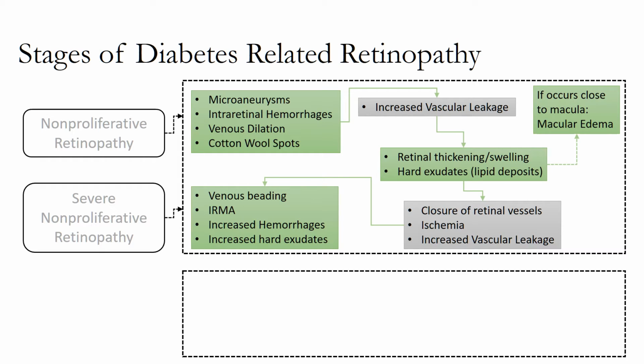Severe nonproliferative retinopathy shows increased hemorrhages and hard exudates. With increasing amounts of ischemia and vascular leakage from the closure of retinal vessels, intraretinal microvascular abnormalities called IRMA and venous beading are sometimes noted.